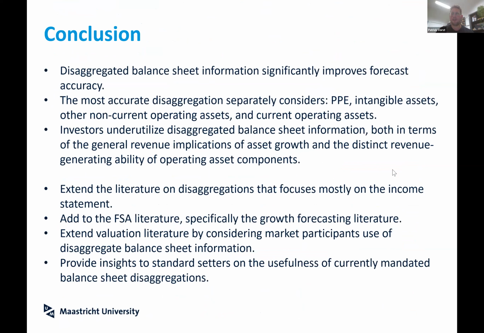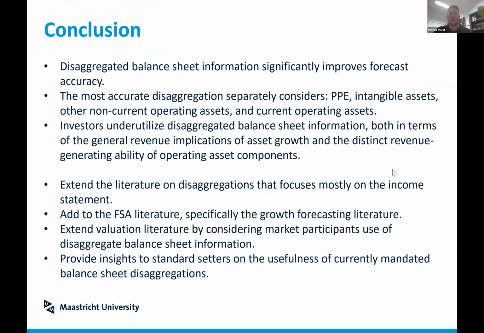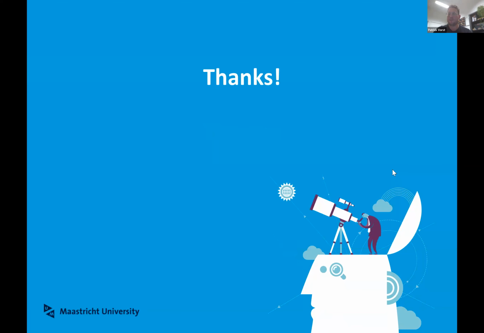To conclude quickly, we find that disaggregated models are useful, but more is not always better. It seems that disaggregating non-current assets is the most useful thing. And as I said, we do see that these returns seem to be associated with future returns. Then I would say, thanks for all the comments.